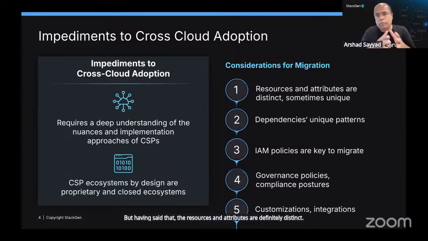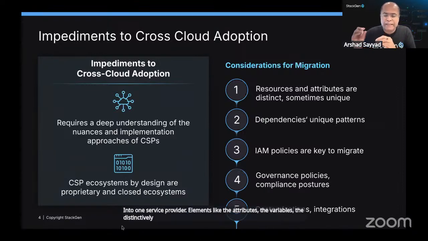And as you build, and most enterprises have built their evolution into cloud, into one service provider, elements like the attributes, the variables, the way the architecture has been built need to be a point of consideration when you're moving from one cloud to the other cloud.